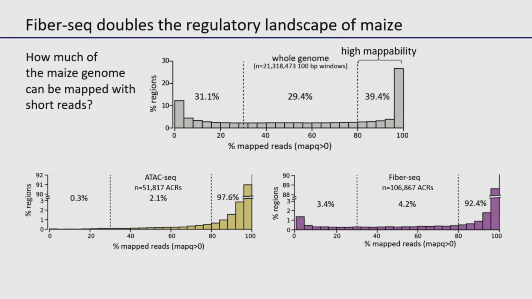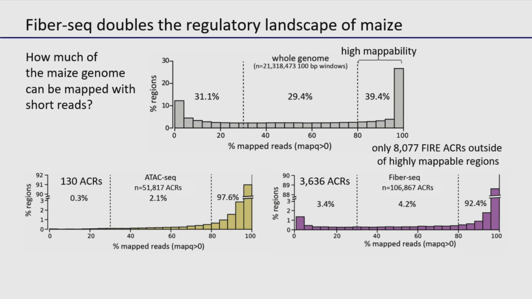Now, the surprise really came from our Fiber-seq data. I gave the punchline already away, right? It doubles the regulatory landscape of Maize, but none of that stuff really is in these unmappable regions, right? So still the majority of Fiber-seq ACRs or Fiber-seq detectable regulatory elements reside in highly mappable regions. We capture quite a bit in these low mappability regions, about 10,000, but really it does not double the regulatory landscape. So what's going on?